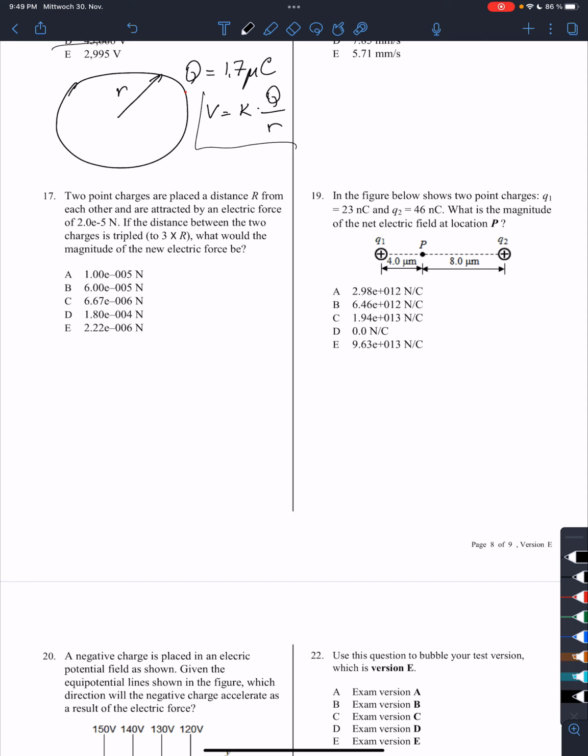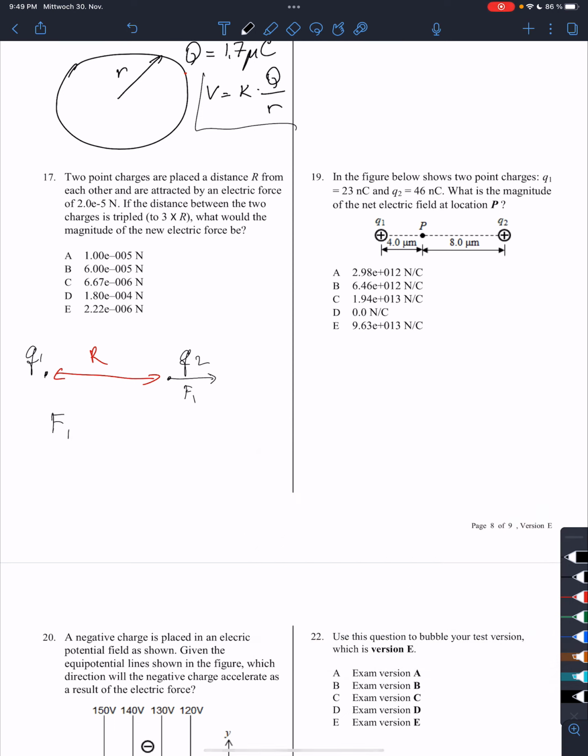In 17, the two point charges. Okay, so we have two point charges, their distance r away from each other. The charges are not given, but let me say that this is q1 and this is q2. So the force which would act on q2, F1, is given by K, the Coulomb constant, times Q1, and I will be talking about the magnitudes, of course, times Q2 divided by the distance between them, which is capital R squared.